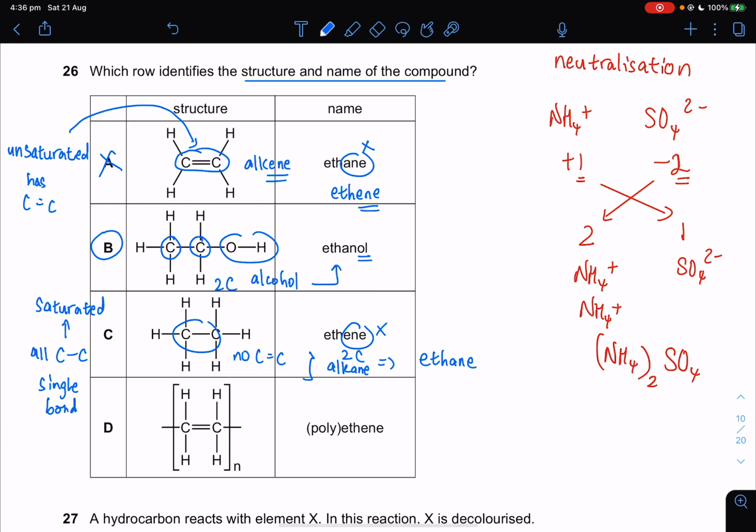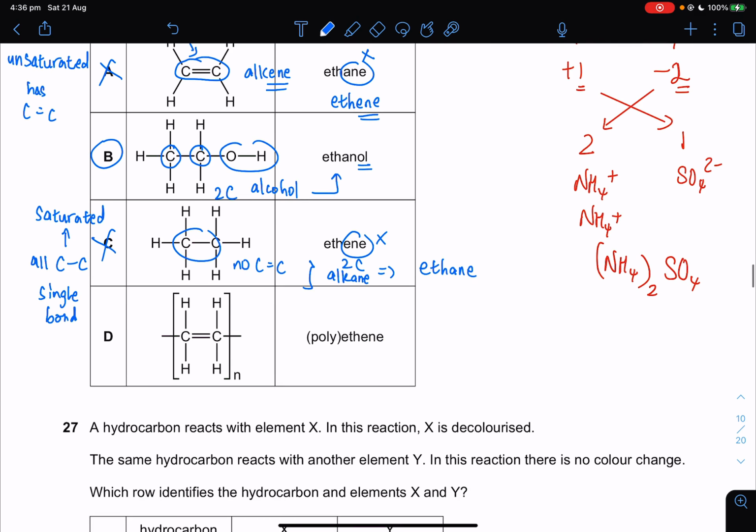So option A and option C have got the opposite names. They are wrong. D is obviously wrong because, although polyethylene looks like it's correct, you can count the bonds. 1, 2, 3, 4, 5. Carbon is a group 4 element, so it forms 4 covalent bonds.